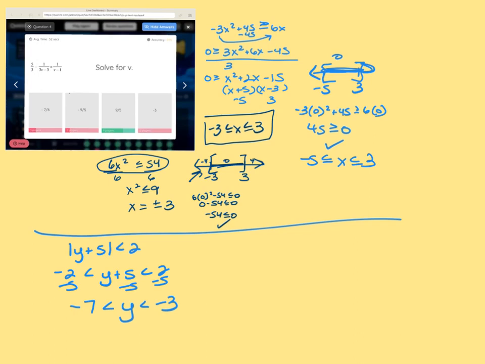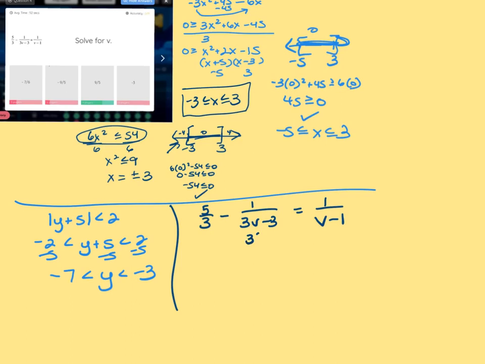This one, overall pretty good. So we've got 5 over 3 minus 1 over 3v minus 3 equals 1 over v minus 1. So the first thing you want to do is factor this. You can actually take out a 3. And then my least common denominator, what I'm going to multiply all of them by, is 3 times v minus 1. So from the first fraction, the 3's would cancel, so I have 5 times v minus 1. The second one, the entire denominator would cancel with what we're multiplying by, so I just keep the numerator. And then the last one, the v minus 1's would cancel, so this would be 1 times 3.